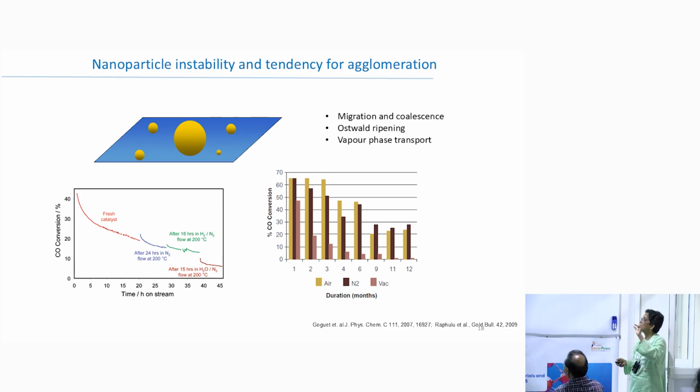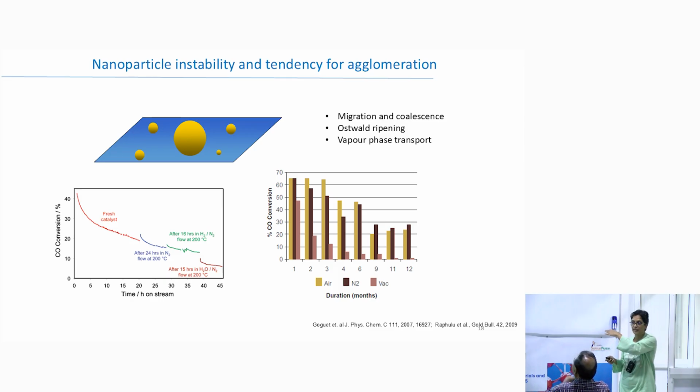So they go through some phenomenon called vapor phase transport. That also literally becomes vapor. It's not a migration because it is an atom catalyst, no? So atom particle will have much better interaction with the support. So it may not really move, but it will vaporize and become part of the big particle. So that is how it happens.